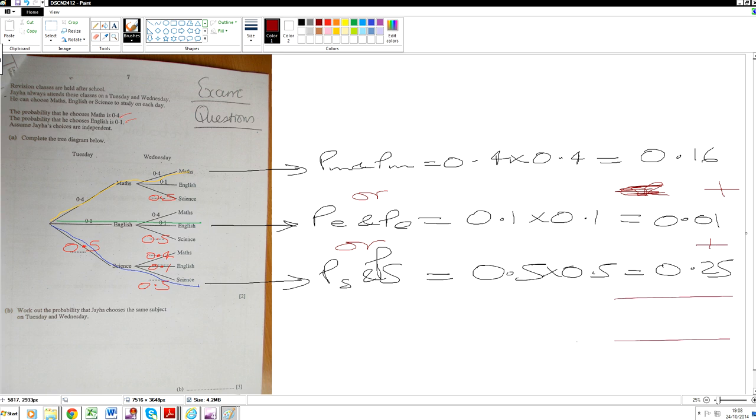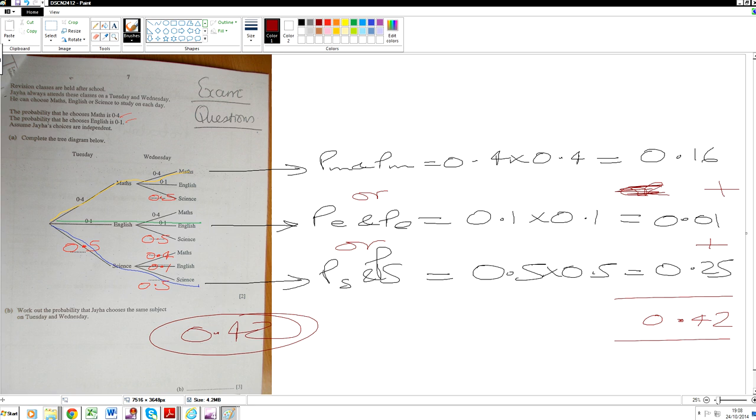So the probability of getting the same subject will be the probability of getting both maths or both English or both science. So you've got 0.16 plus 0.01 plus 0.25, and that gives us an answer of 0.42. Okay, is that checked, verified? You happy with that? Yeah. Okay. So the answer here will go as 0.42. And that's an examination question all done.